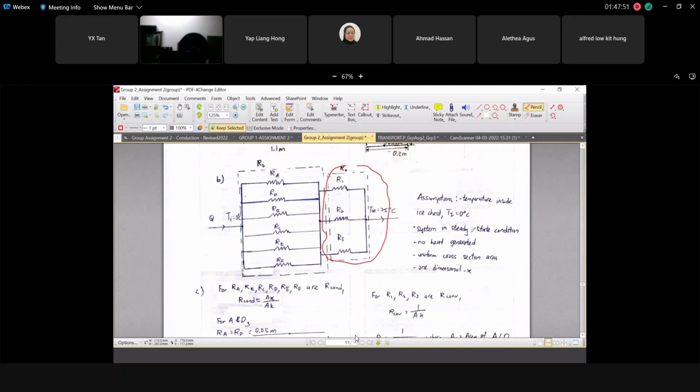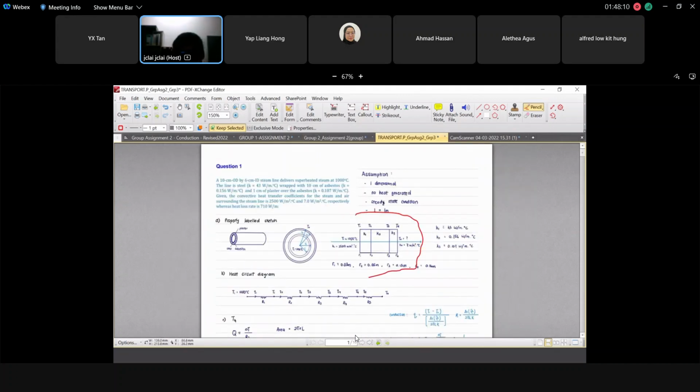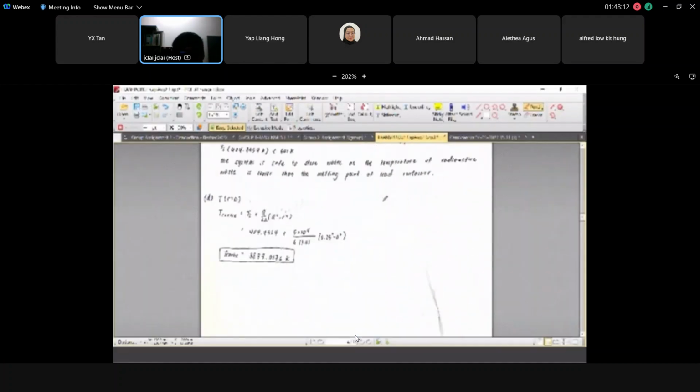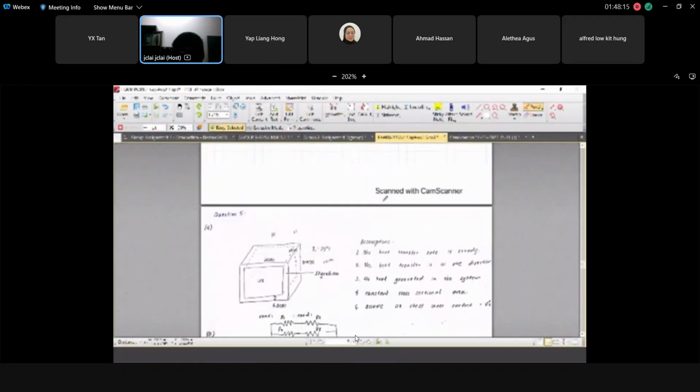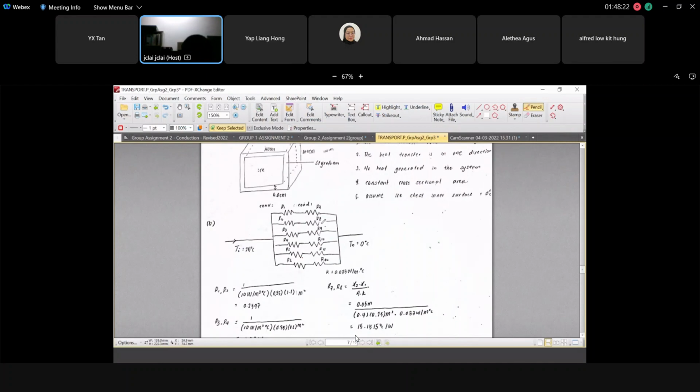Okay, you see another version. There are 6 resistances and 3 resistances here. Okay, for group 3, let's see. Also different, right? 6 plus 6. So which one is correct?